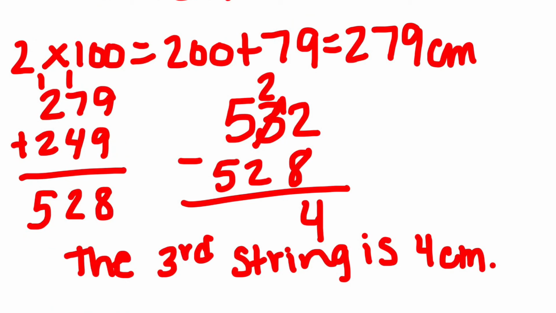I'm then going to add my 279 centimeters plus my 249 centimeters. Remember, I had to convert those to be both centimeters in order to be able to add them. So that means I have 528 centimeters with those 2 pieces of rope. So to figure out the third piece of rope, I'm going to have to subtract from the total of 532 centimeters minus the 528 centimeters, meaning the third piece of rope is 4 centimeters long.